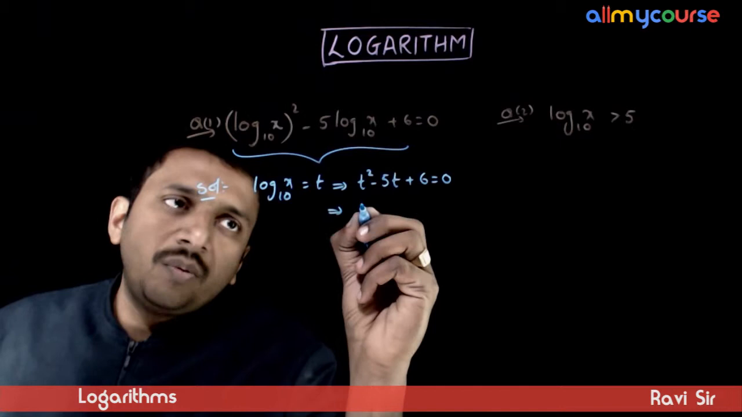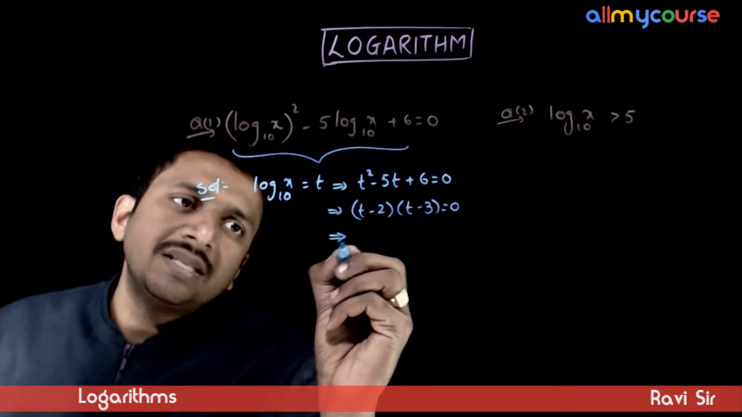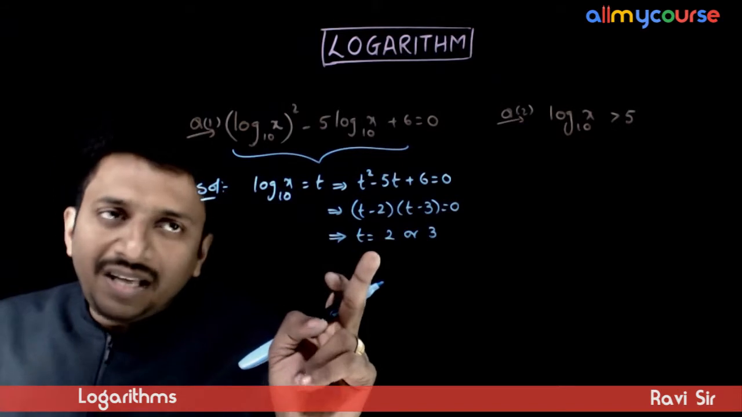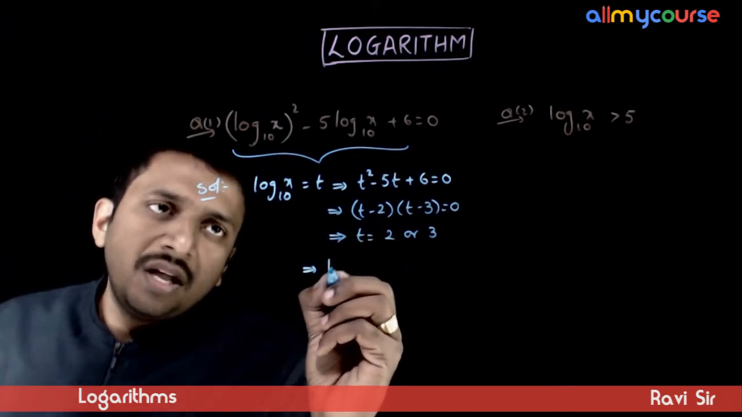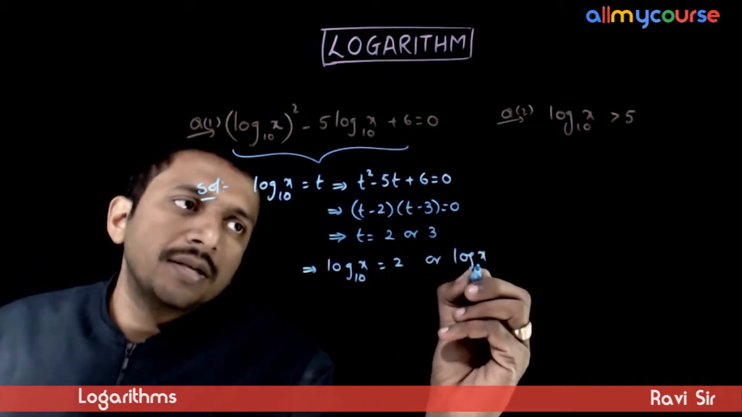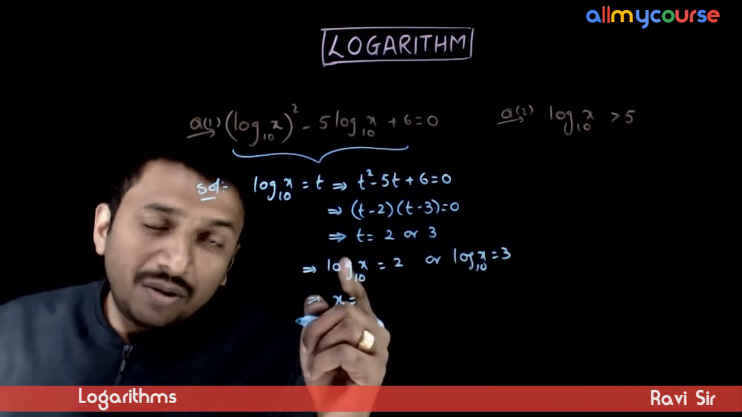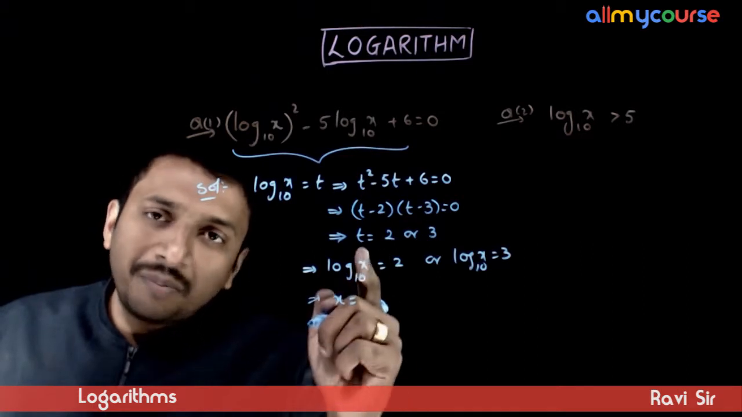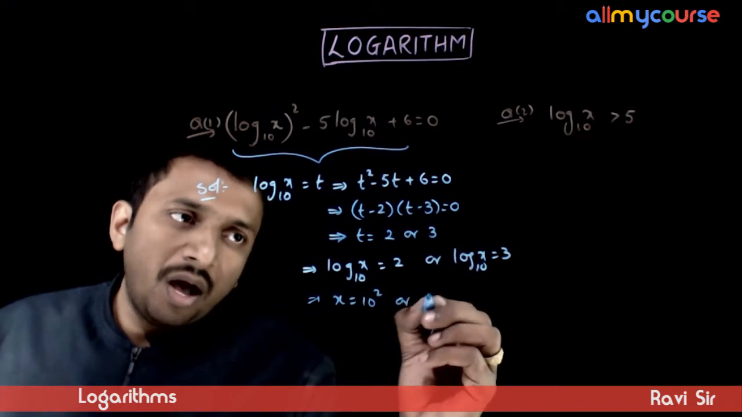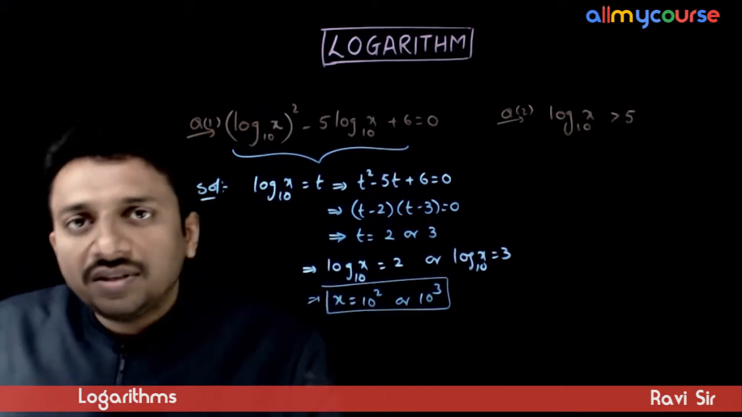If you solve this quadratic equation, t minus 2 times t minus 3 is equal to 0. This implies t is equal to 2 or 3. So if t is equal to 2 or 3, that means log x to the base 10 is equal to either 2 or 3. So this implies x is equal to, I'll just convert this into exponential form. Log x to the base 10 is equal to 2 implies x is equal to 10 square, or x is equal to 10 cube. So these are the two possible answers to this equation.